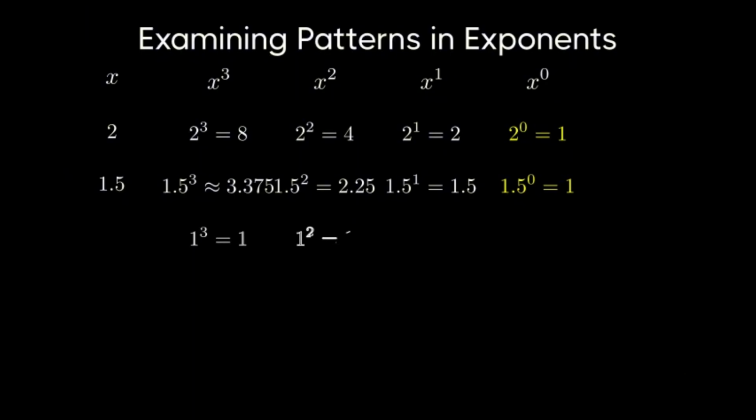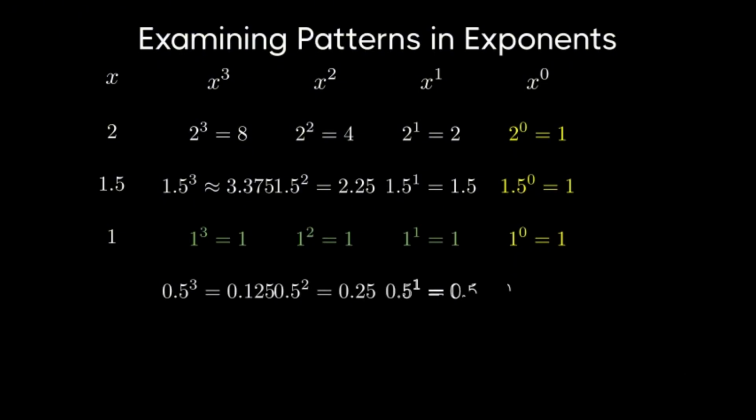When x equals 1.5, we see that 1.5 cubed is approximately 3.375, 1.5 squared is 2.25, and 1.5 to the first power is just 1.5. But look at 1.5 to the 0th power, it still equals 1, just like with our previous value. Now let's examine when x equals 1. Here we see something interesting. 1 raised to any power equals 1. That's because multiplying 1 by itself any number of times still gives us 1.